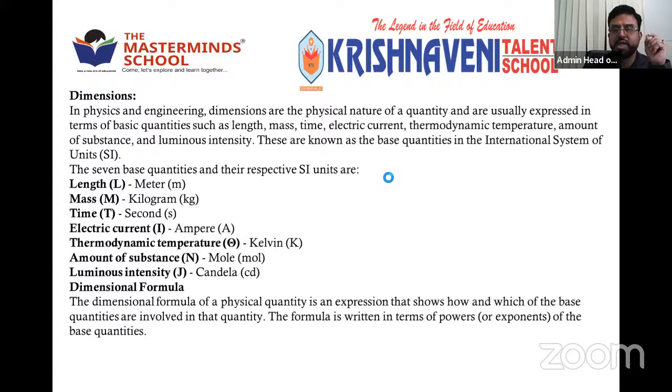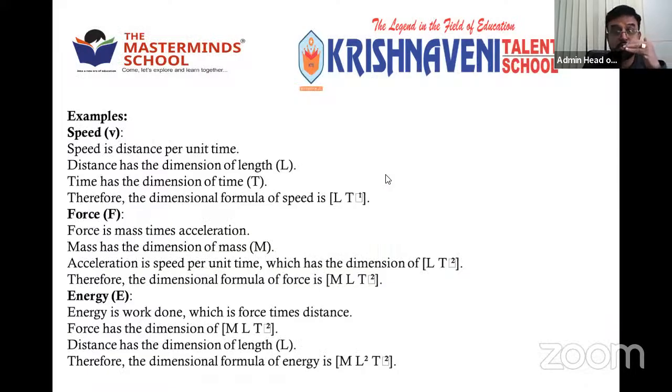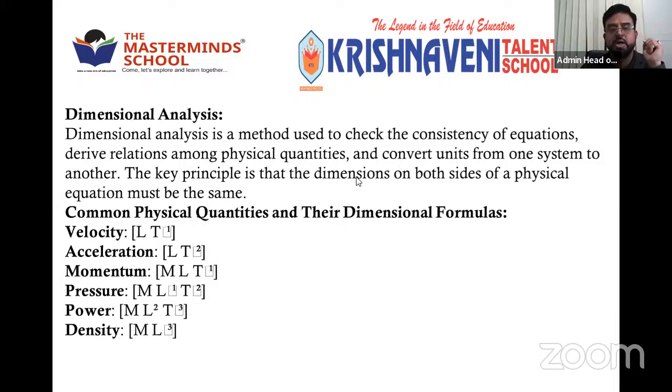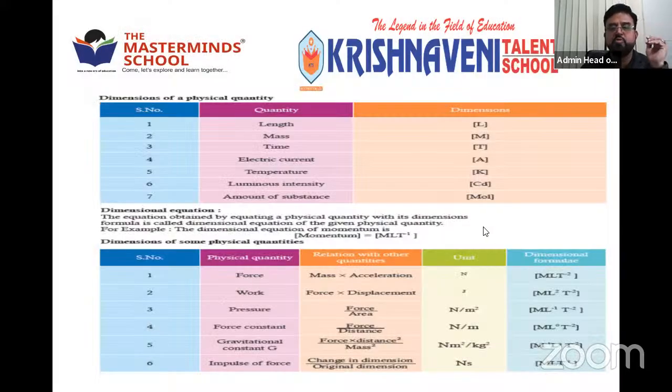Dimensions we entered. Dimensions are nothing but the powers over the fundamental quantities. Fundamental quantities are used as base quantities, and the powers are called dimensions, and the entire representation is called the dimensional formula. See, the velocity dimensional formula is L1 T minus 1. Acceleration is L1 T minus 2. Momentum is M1 L1 T minus 1. Like that you can have the dimensional formula of many physical quantities we saw in the last class.